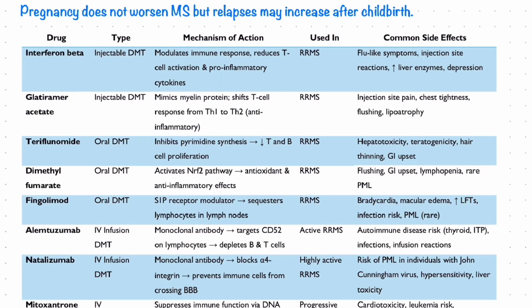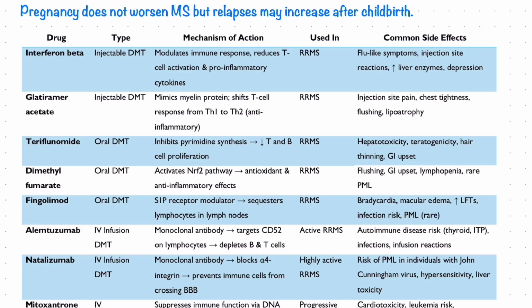Fingolimod, which is again oral DMT, is S1P receptor modulator, which causes sequestration of lymphocytes in lymph nodes, and is used in relapsing remitting MS. Can cause bradycardia, macular edema, increased liver function tests, infection risk, and PML.